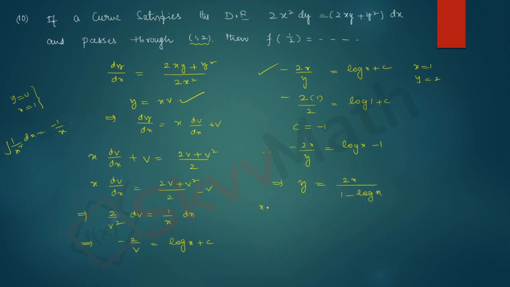Now we want the value at x = 1/2. If you substitute x = 1/2, 2 into 1/2 over 1 - log(1/2). So here the 2 cancels, you get 1/(1 - log(1/2)). Log a/b is log a - log b, and log 1 is 0, so you get 1/(1 + log 2). The same problem you can solve using a linear differential equation in the Bernoulli form.